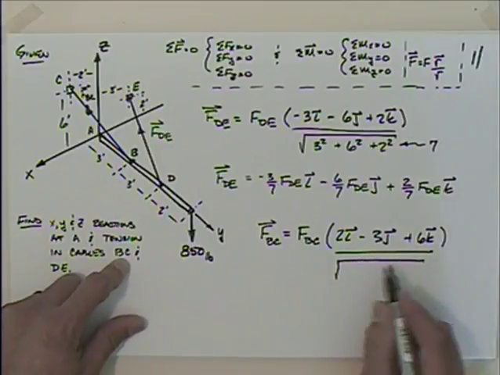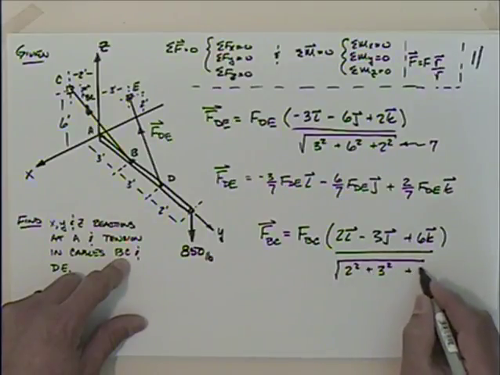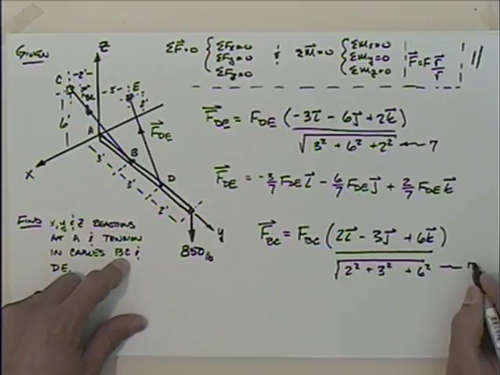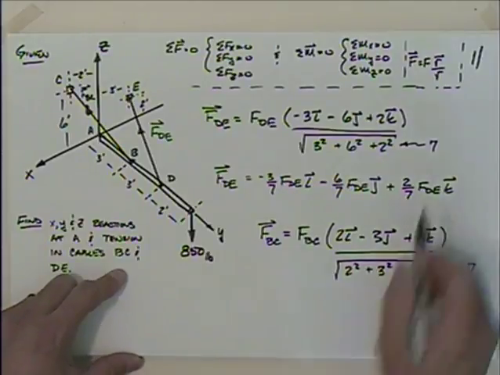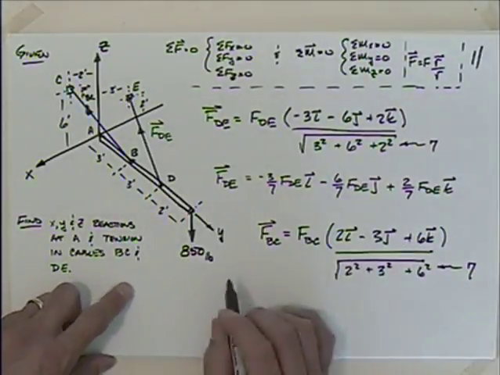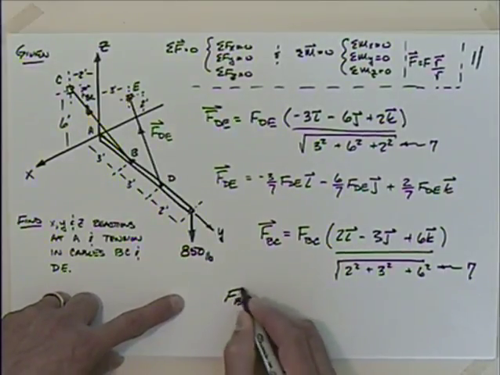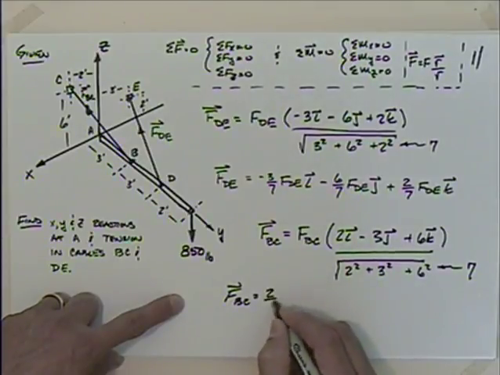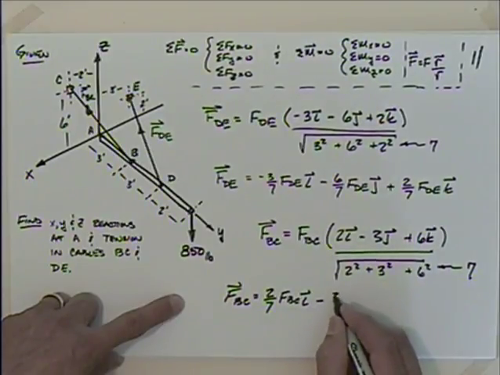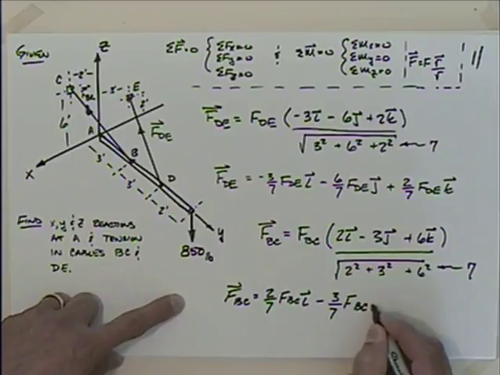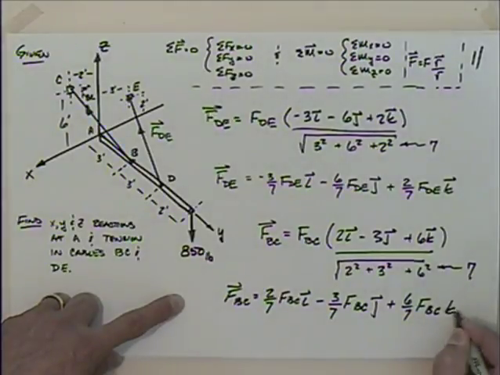And again, we would get the square root of 2 squared plus 3 squared plus 6 squared, which I think is the same thing, 7. Interestingly enough, that indicates that those two cables are the same length. Probably have drastically different forces in them, but they are the same length. So we could go through the arithmetic here then, that F_BC is equal to 2/7 F_BC in the I minus 3/7 F_BC in the J plus 6/7 F_BC in the K.